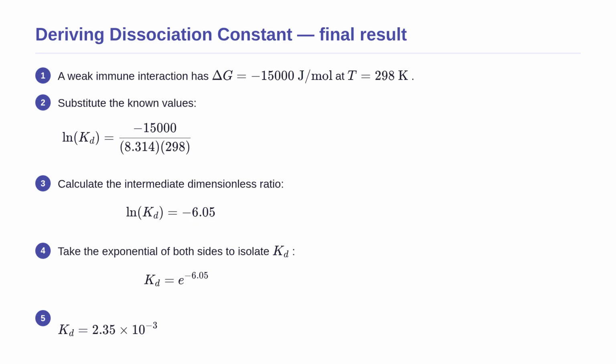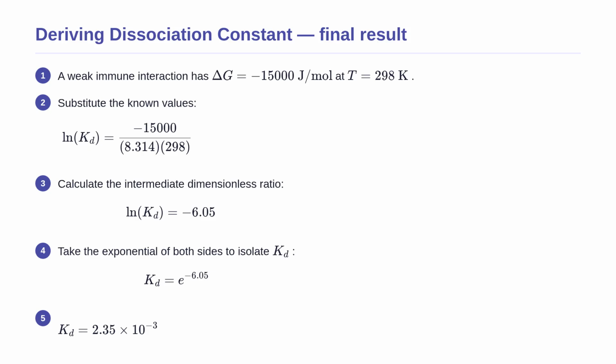Continuing our derivation, we will now apply this rearranged formula to a weak immune interaction. We are given a binding energy of negative 15,000 joules per mole at a room temperature of 298 Kelvin. We substitute these values, along with the gas constant, into the right side of our equation. Dividing the binding energy by the total thermal energy yields an intermediate value of negative 6.05.